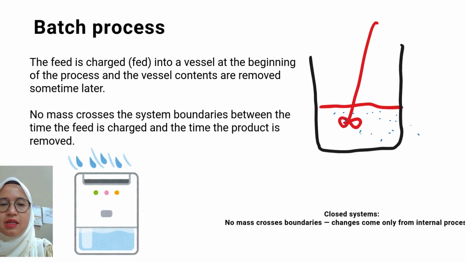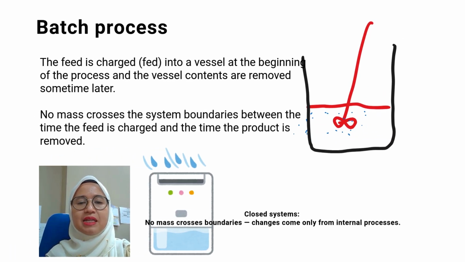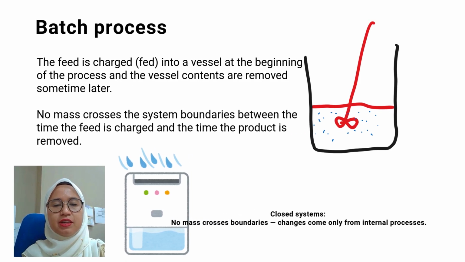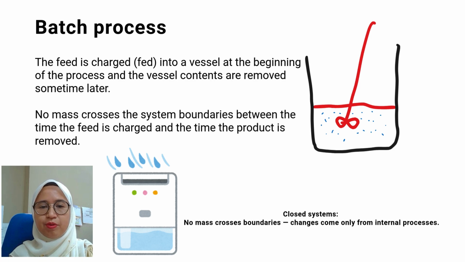The first one is the batch process. In a batch process, the feed is introduced at the beginning of the process and the contents of the vessel are removed later, meaning that throughout the process there is no incoming or outgoing mass from the system. There is no mass crossing the system boundaries between the time the feed is charged and the time the product is removed. So this batch process is a closed system, meaning that no mass crosses the boundaries.